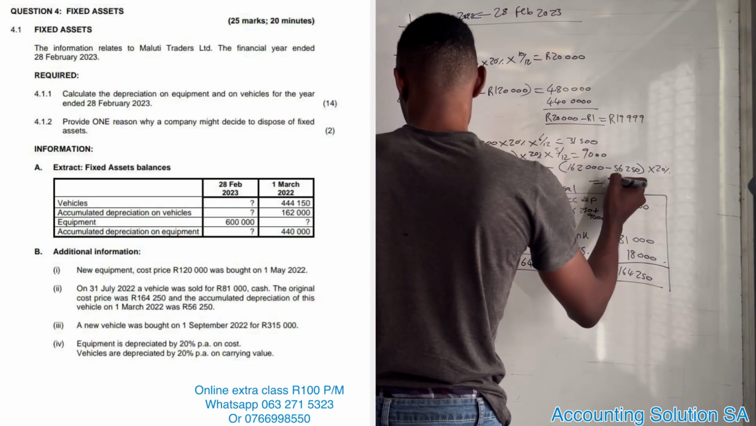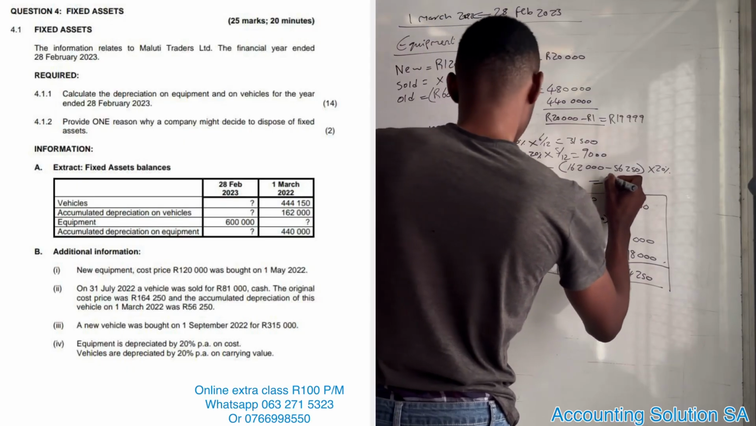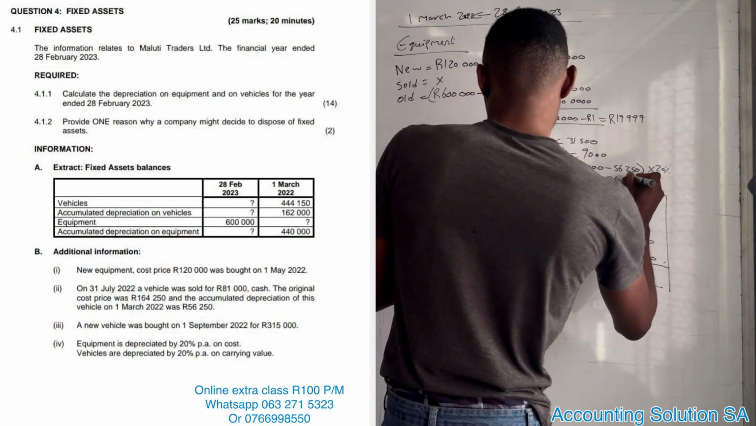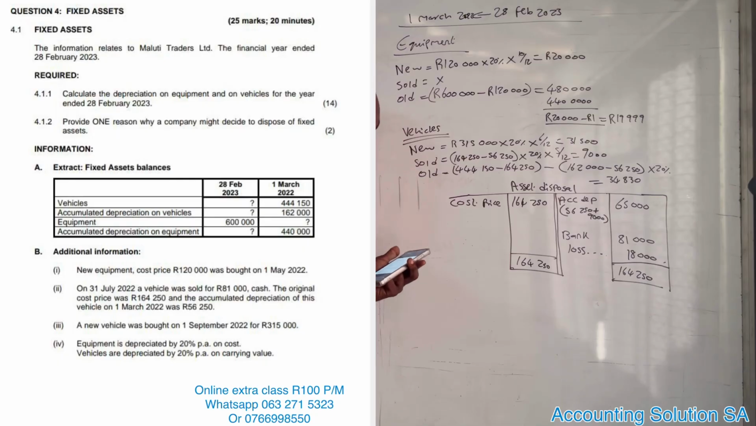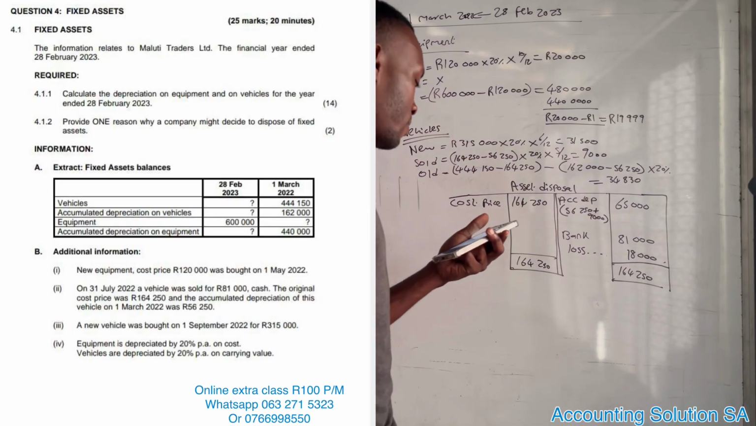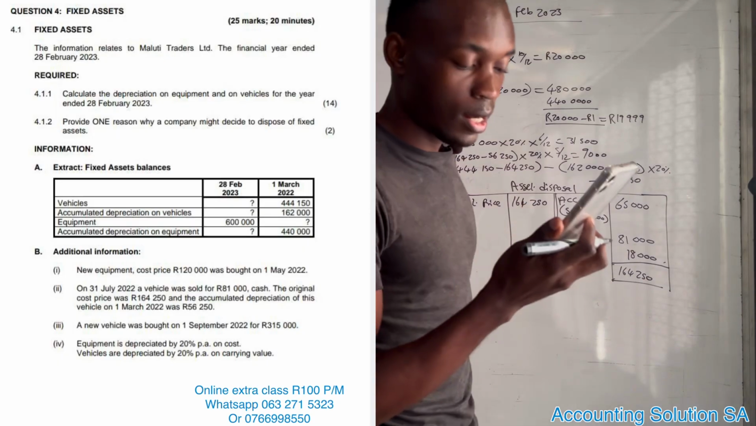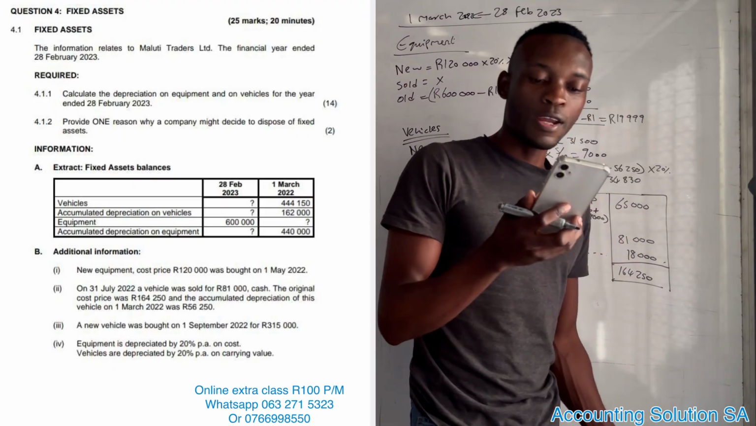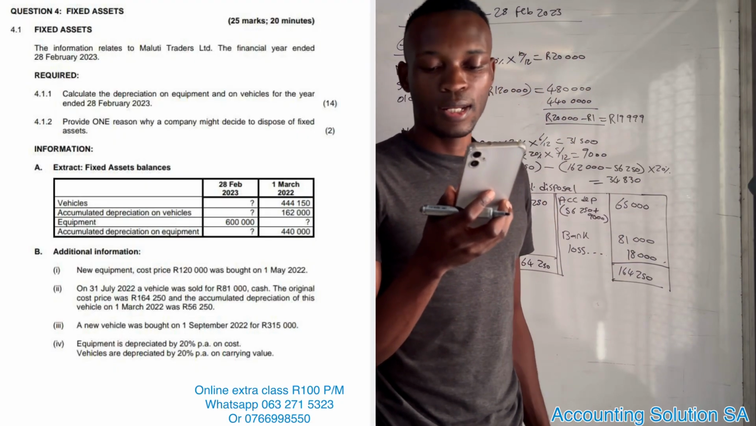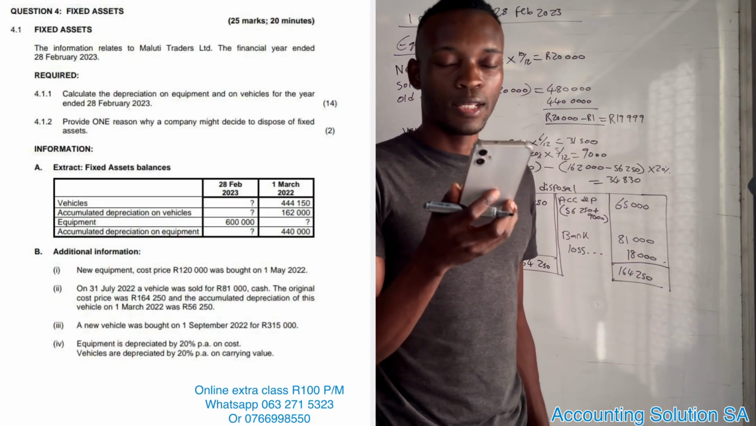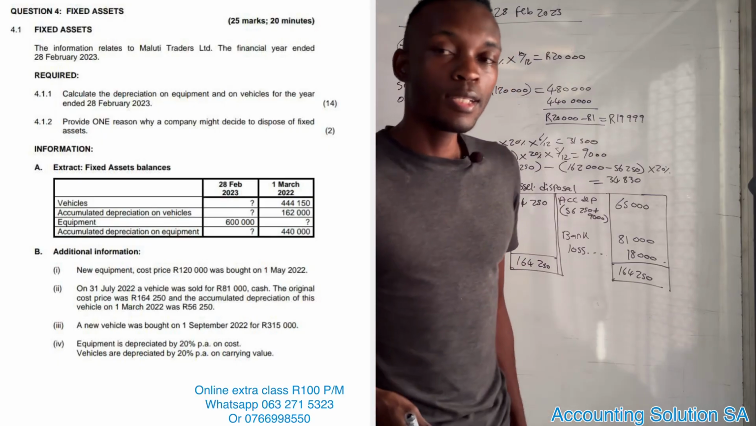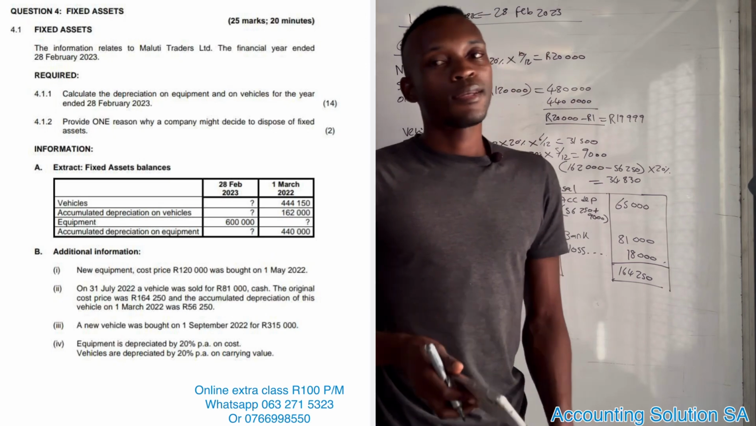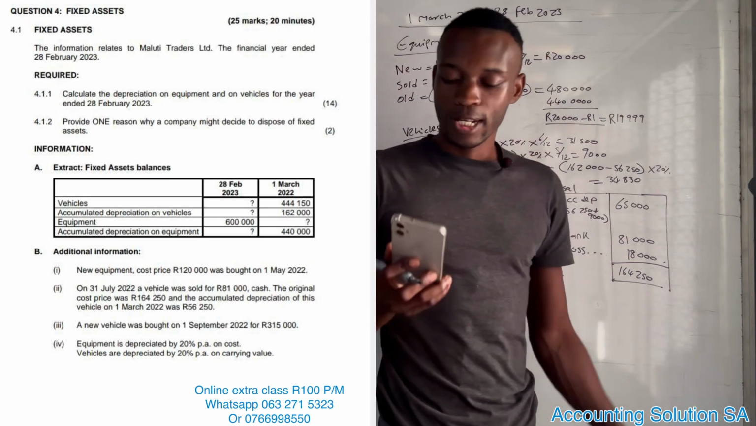If you do this calculation, you're going to get 34,830. Simple stuff. That's how we calculated all this depreciation. All right. The next question, guys, said provide one reason why a company might decide to dispose of a fixed asset. Why can a company sell the asset? Obvious, guys. If the asset is old and it's no longer useful, you just have to sell it.